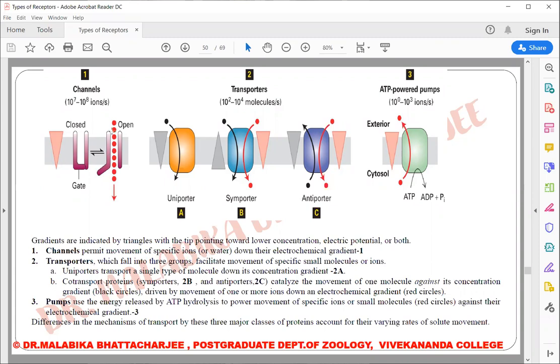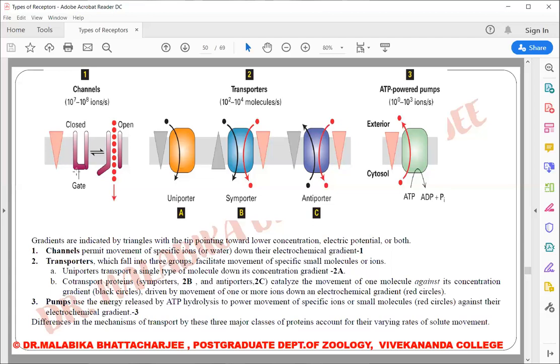So there are channels through which ions can move. Through aquaporin, water can move. In fact, there is a sodium-potassium channel through which there are sodium channels. Sodium-potassium is a powered pump. There are sodium channels, there are potassium channels, there are calcium channels. So these channels help in movement of ions. And these channels can be gated or ungated.